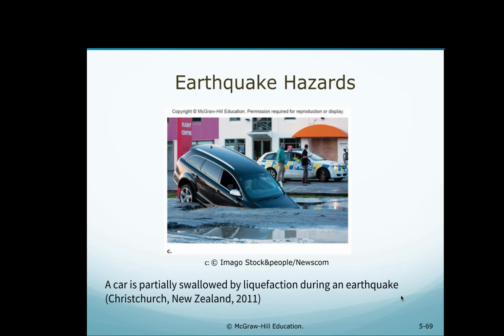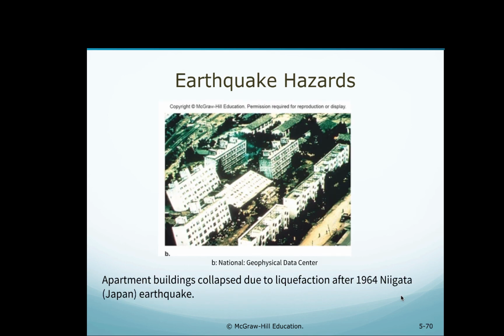This car is partially swallowed by liquefaction during an earthquake in New Zealand. Apartment buildings collapsed due to liquefaction after the 1964 earthquake in Japan.